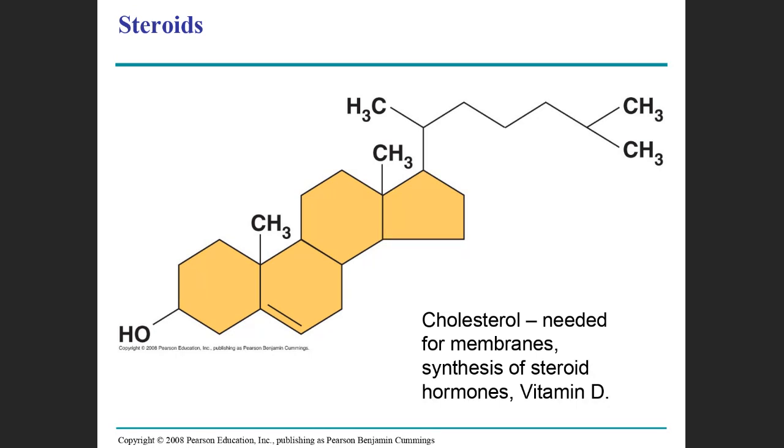But cholesterol is essential. We need it. It's just that we normally make all the cholesterol we need. So excess cholesterol is the problem, not just cholesterol.